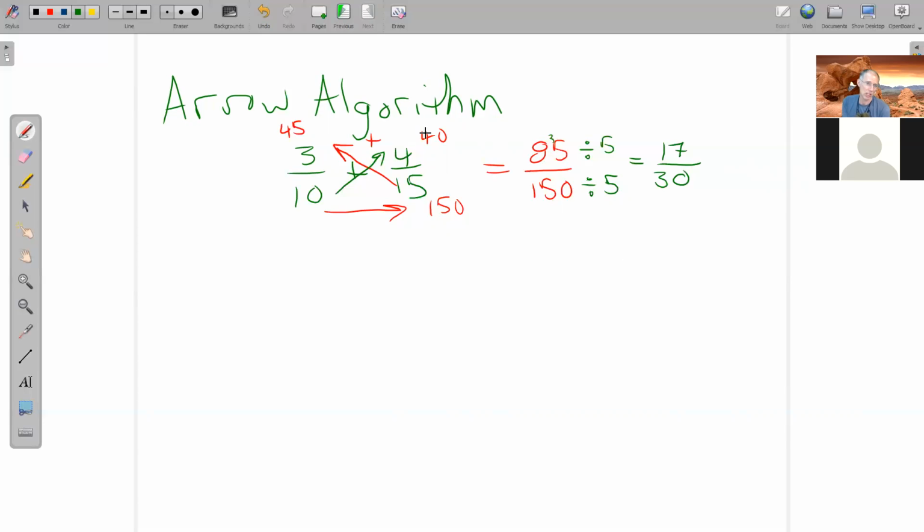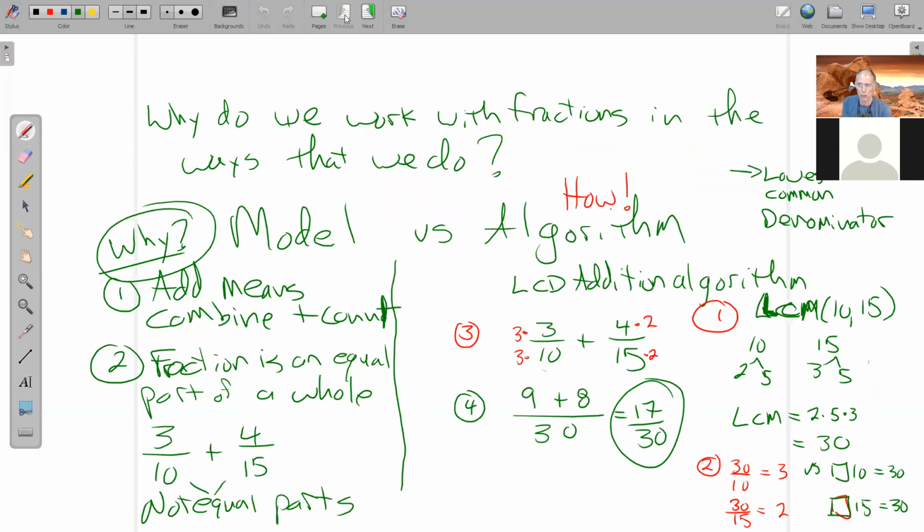So pros and cons of these algorithms. Well, let's see. Pro with the LCD, I had the smallest denominator. That's a pro, 30. Okay. Con, finding the LCM was tough. It was a bit of work, and then I had to come up with those multiples, then I had to multiply them in. So there's a lot of steps involved here.